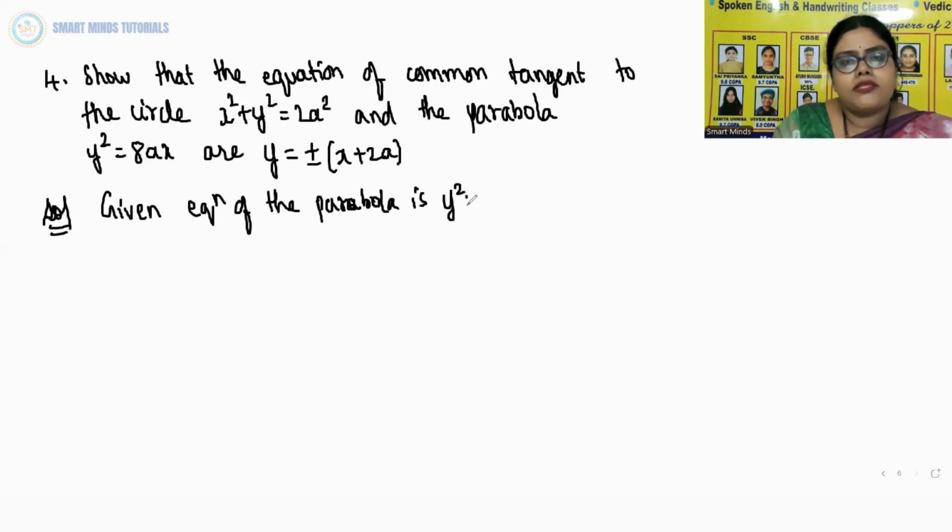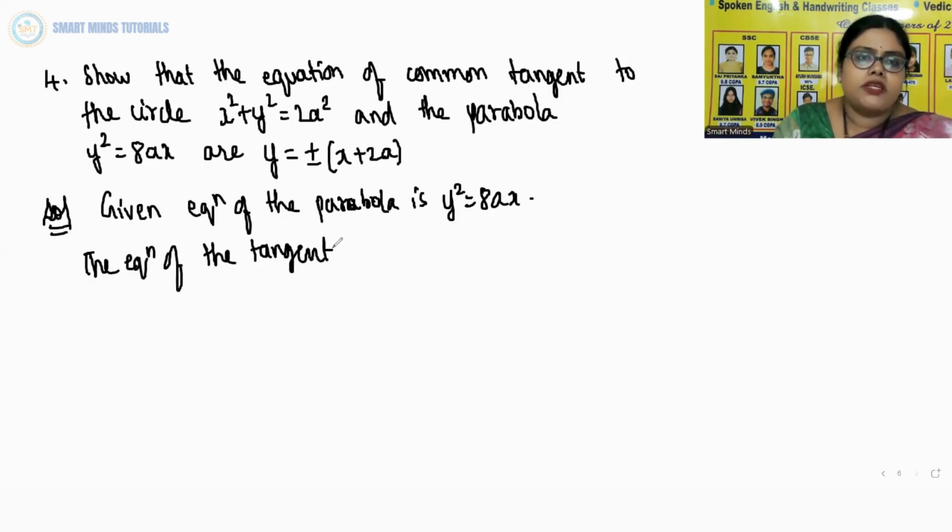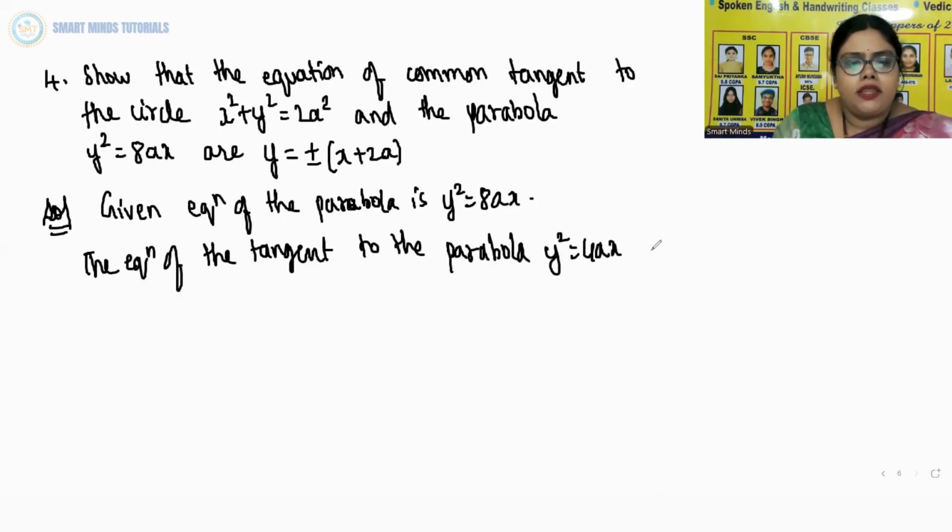Is y square is equal to 8ax. Now what is the equation of tangent? The equation of tangent to the parabola is, if the parabola is y square is equal to 4ax, then equation of tangent is y is equal to mx plus a by m.